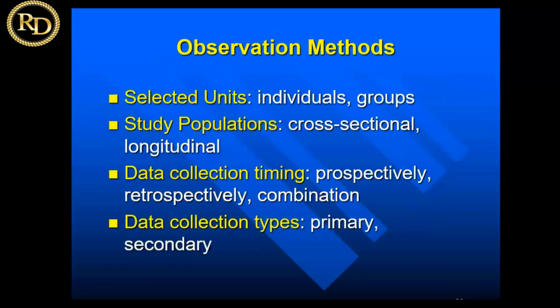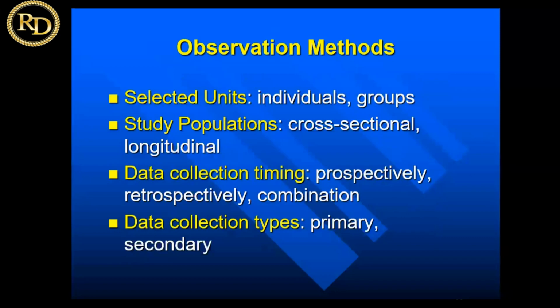Observational designs. Here, the selected units are the individuals or the groups. The study population is either cross-sectional or longitudinal. Data collection timing is prospective, which goes further ahead, or retrospective, which goes back, from present to past. Present to future is the prospective. And then there is the ambispective, which is a combination of both retrospective as well as prospective.